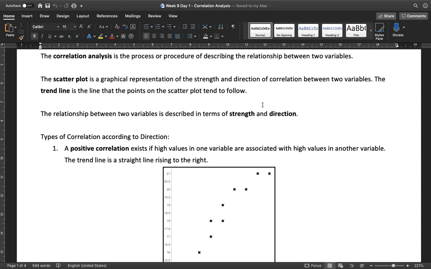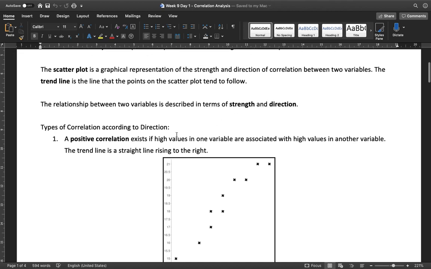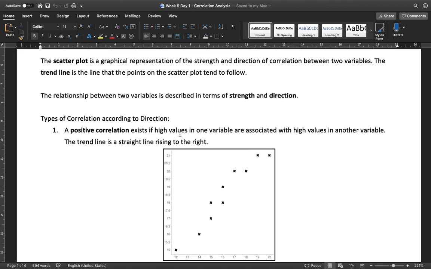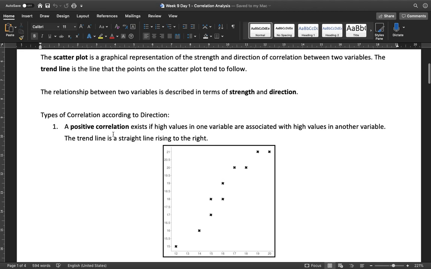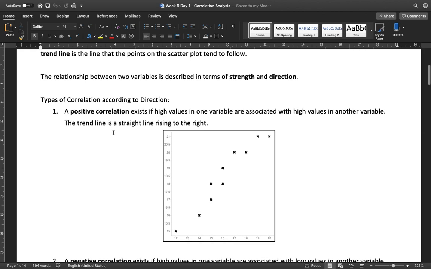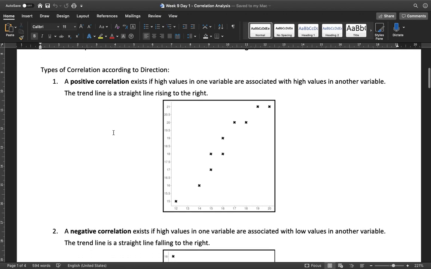So yun nga, as na-mention ko kanina, na dalawa yung factor na check natin kay correlation. One is strength and the other one is direction. So let's check ano ba yung correlation according to direction. So there's three. The first one is a positive correlation. So a positive correlation exists if high values in one variable are associated with high values in another variable. So pag tumataas yung first variable, tumataas din yung second variable. Pag mababa naman si first variable, mababa rin si second variable.